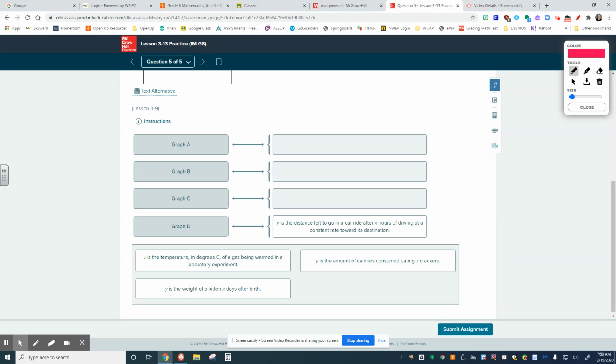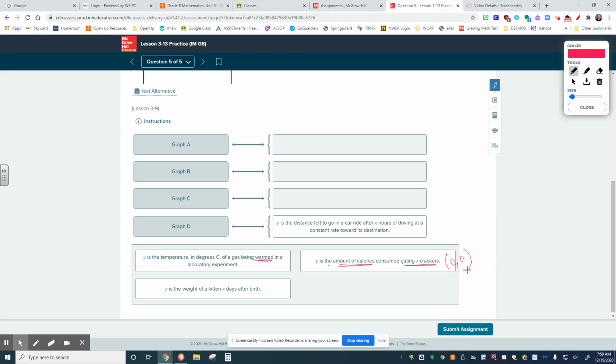This word right here, warmed, will tell me what that is. Degrees in Celsius means that we have to consider the ratio that's going along there as we're working. Let this next one right here, Y is the amount of calories consumed eating X crackers. Well, think about how many calories you're going to get if you eat 0 crackers. We know this one right here is proportional, so I'm thinking about looking at 0, 0.